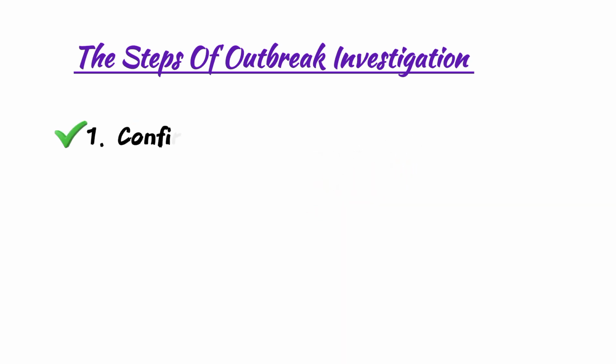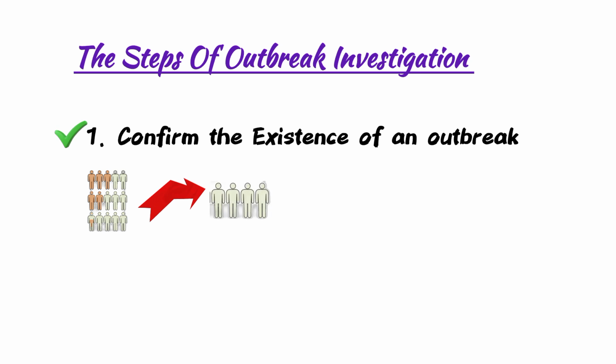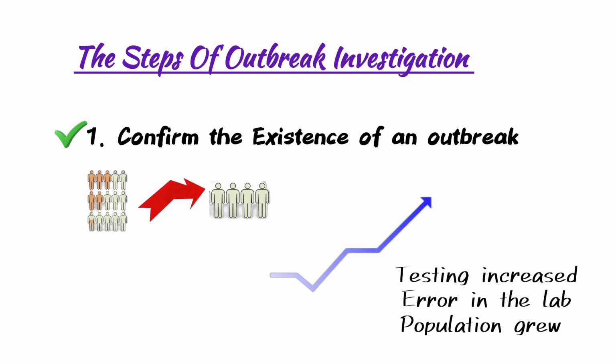The first step is to confirm the existence of an outbreak. To confirm an outbreak, we first compare the current number of cases to the baseline level, which is the normal expected number of cases in that community. If the cases are higher than expected, then we have an outbreak. But sometimes the increase may look false. For example, maybe testing increased suddenly, or maybe the population grew. All this must be ruled out before confirming the outbreak.